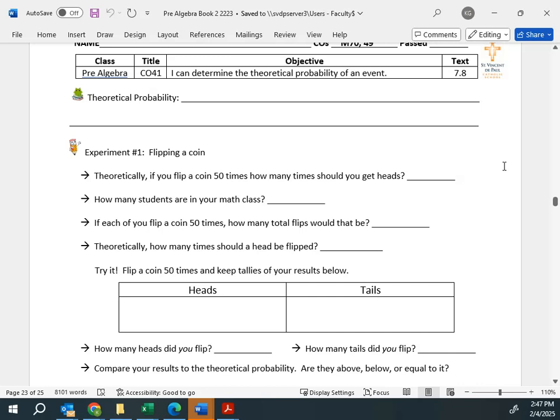Good morning. Today we are continuing working on our probabilities. We are doing CO41. I can determine the theoretical probability of an event. So it's not just probability now. Now we're adding that word theoretical to it. So the theoretical probability is what should happen. So theoretically, this should be our result. It's not what actually happens, it's what should happen.